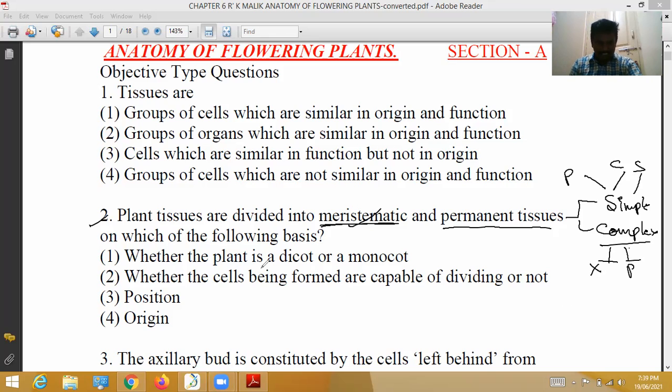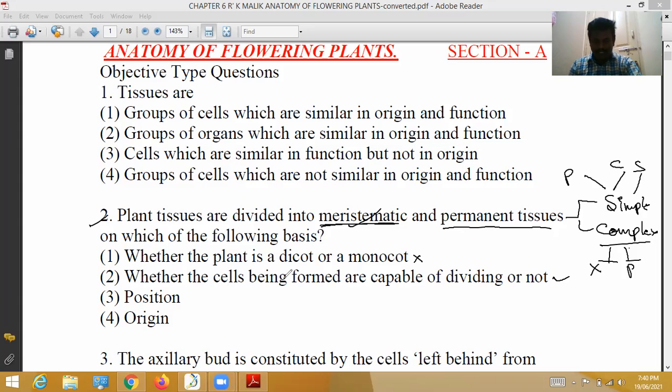Okay, so on which of the following basis have they divided these 2? Whether the plant is a dicot or monocot? It is not correct. On the basis of whether it is dicot or monocot, plant tissues are not divided. Option 1 is wrong. Whether the cells being formed are capable of dividing or not? Yes, the second option is correct.